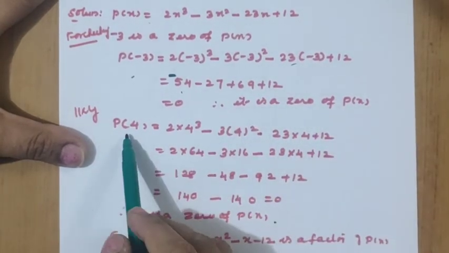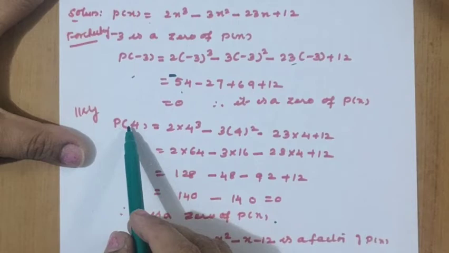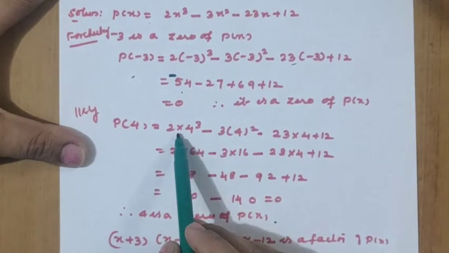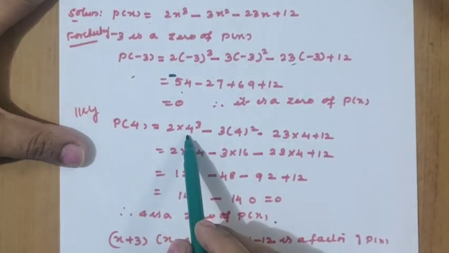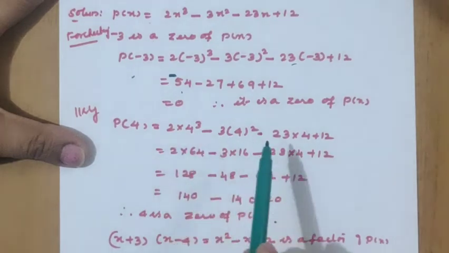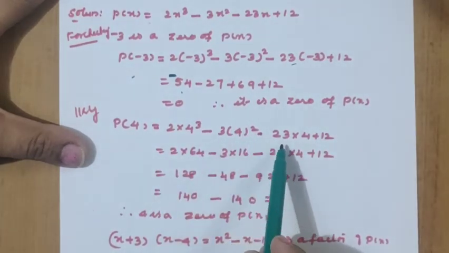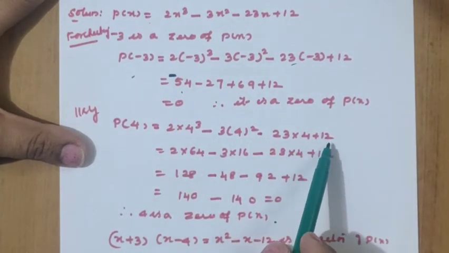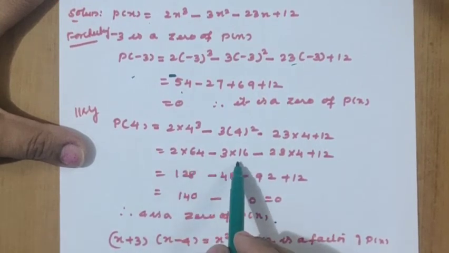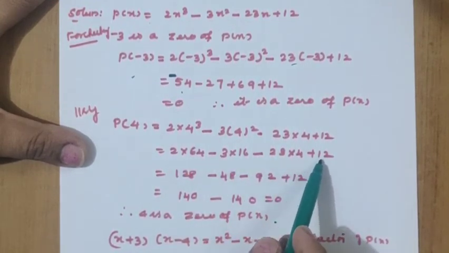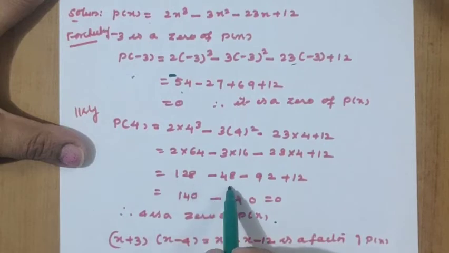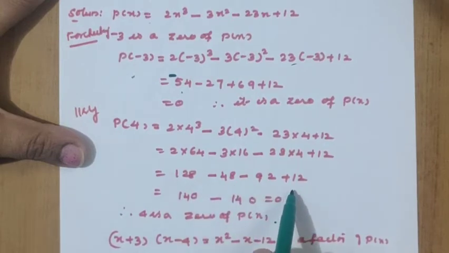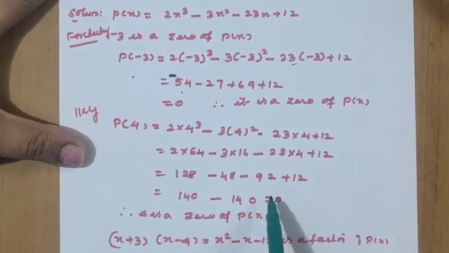What is the second step? P of 4, that is we have to check whether 4 is a zero. So again, instead of minus 3, this time we have to go for 4 only. 2 into 4 cube minus 3 into 4 square minus 23 into 4 plus 12. So 2 into 64 minus 3 into 16 minus 23 into 4 plus 12. So 128 minus 48 minus 92 plus 12 equal to 0. So it will cancel, 140 minus 140.